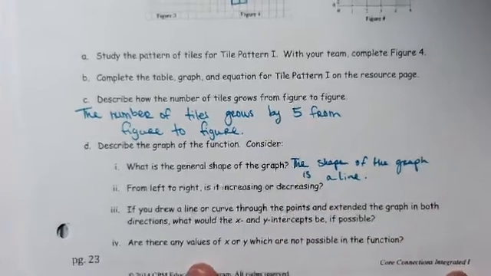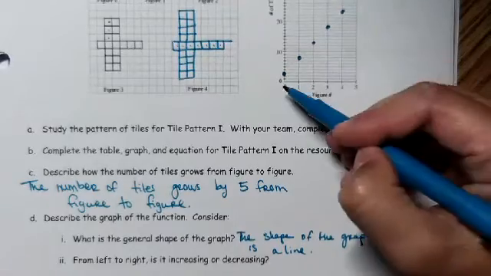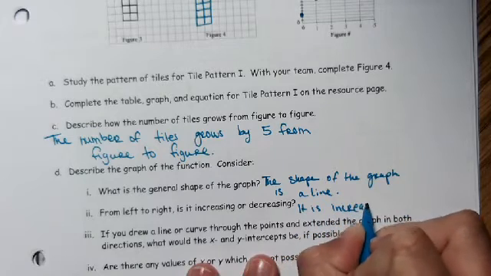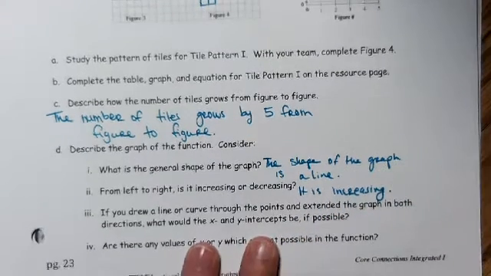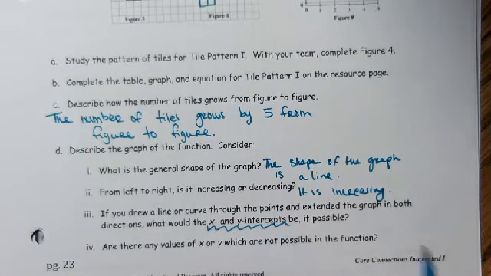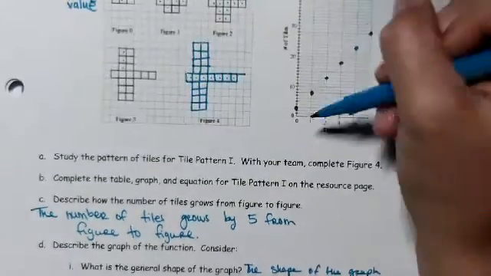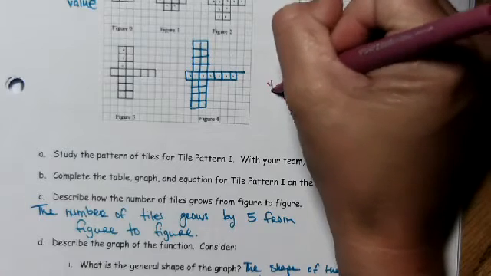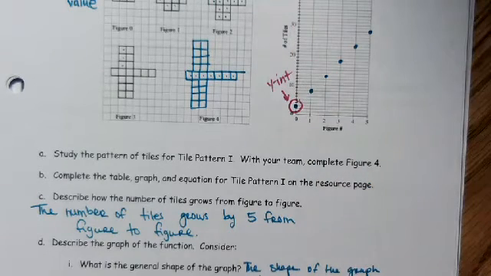Okay. From left to right, is it increasing or decreasing? Left to right, this is going up, so it is increasing. If you drew a line or a curve through the points and extended the graph in both directions, what would the x and y intercepts be? Now, this is a concept that's very important. Y-intercept is labeled. Y-intercept is right here. It's where it crosses that y-axis, which we have talked about. The x-intercept, on the other hand, is not labeled.